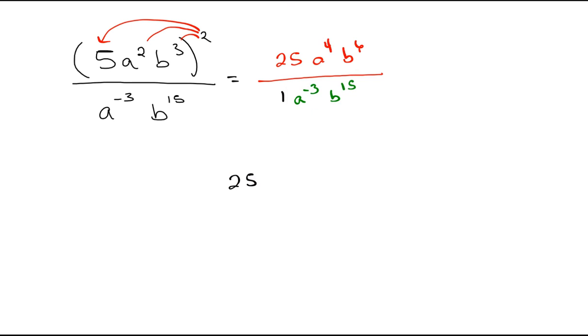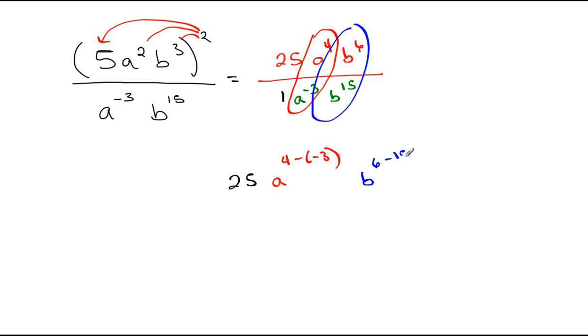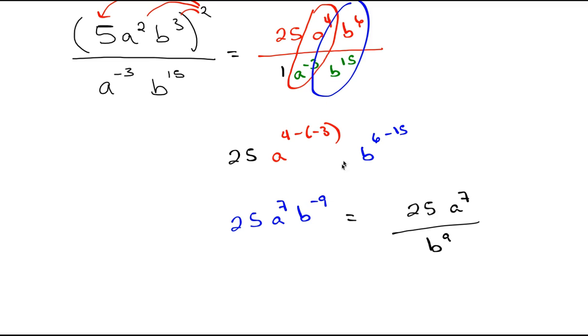My a to the 4th and a to the negative 3rd: I'm going to keep my base, a, and I have 4 minus negative 3. And then my b's, I have b to the 6th minus 15. So I'm keeping my base and subtracting. If I simplify this, I have 25, and 4 minus negative 3 is a to the 7th, and 6 minus 15 is b to the negative 9th. Almost done, but not completely simplified because I have b to the negative 9th. So this should be 25, a to the 7th, and my b to the 9th should be in my denominator as a positive 9. All right, this is one way to look at this.